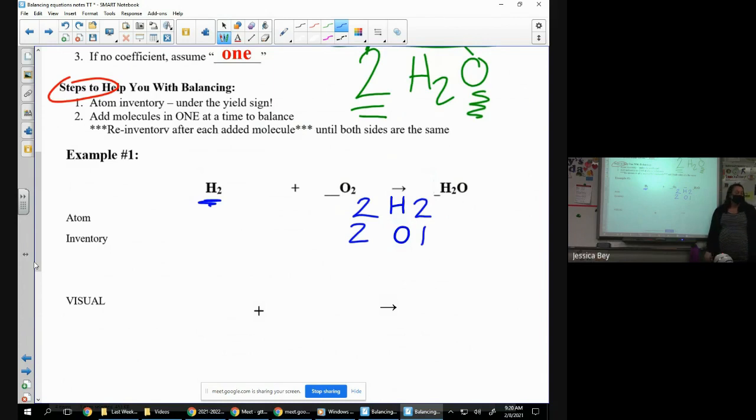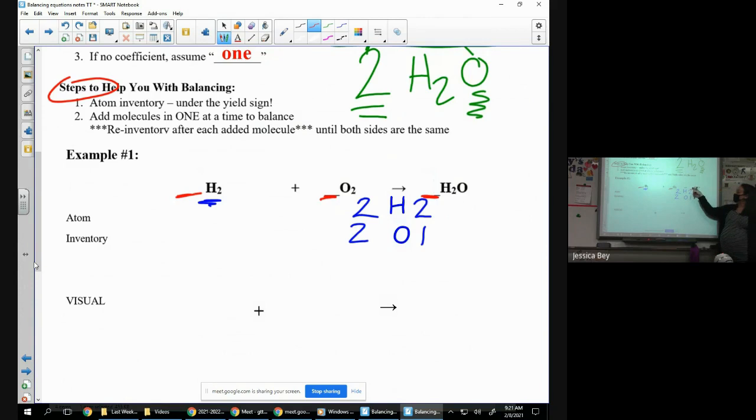So now I can check easily and see if everything is balanced. 2 hydrogens, 2 hydrogens, 2 oxygen. Is that balanced? It is not. Now, I have these little lines out here. They eventually can go away, but these lines are the only place that you can write anything in order to balance this.